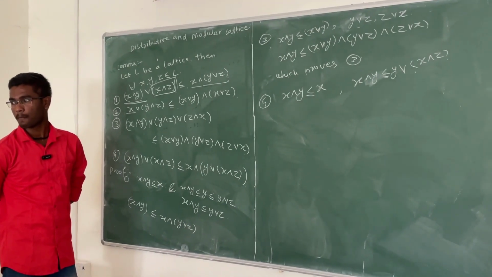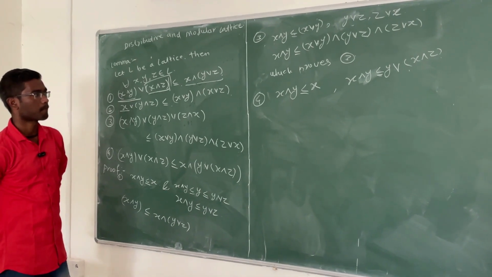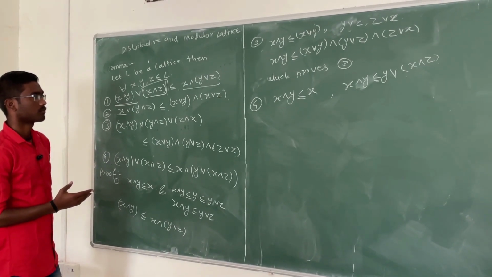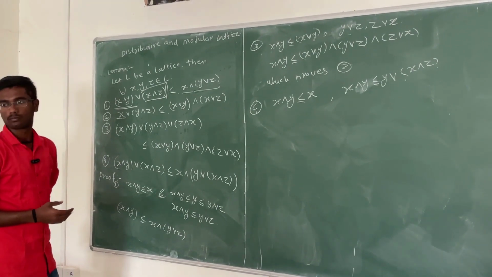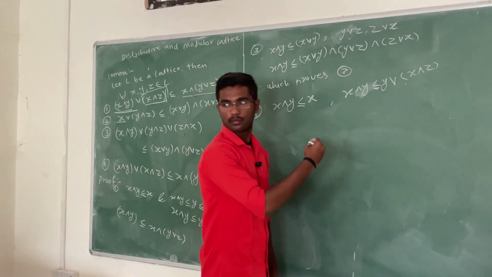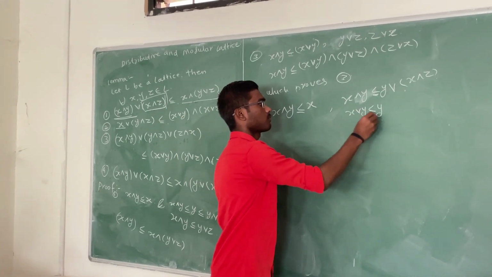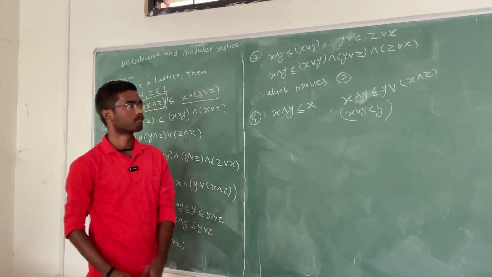If every element is less than or equal to the same element, then their meet and join are also less than or equal. Is that clear? See, x meet y is less than or equal to y, then you are joining some more elements. So it is clear, there is no problem.